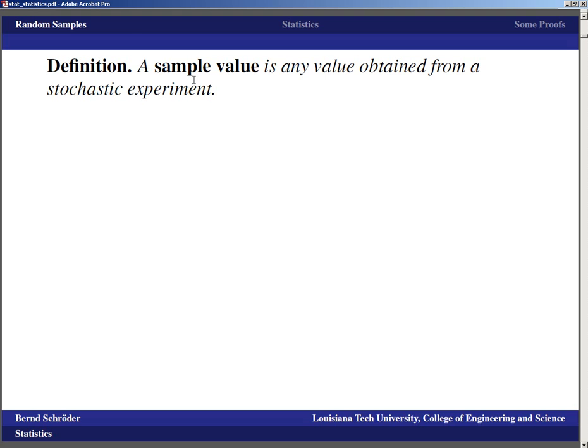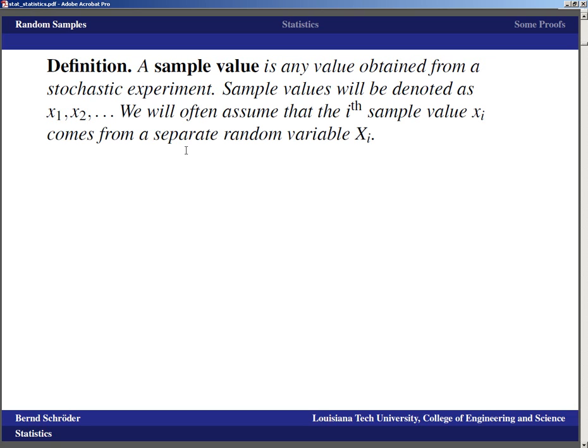So first of all, a sample value is any value obtained from a stochastic or a random experiment. I don't think I've used the word stochastic in these presentations before. Stochastic, basically, if you look at a thesaurus, is another word for random. It just sounds a lot more scientific than random. Sample values, we will denote as x1, x2, and so on.